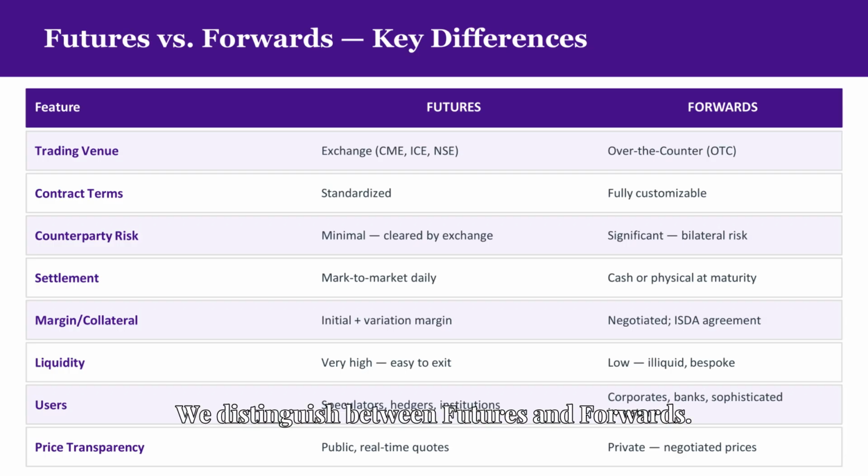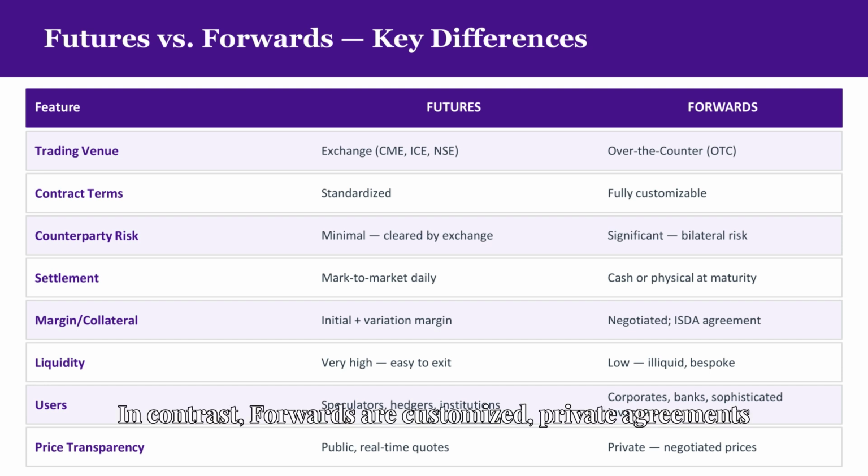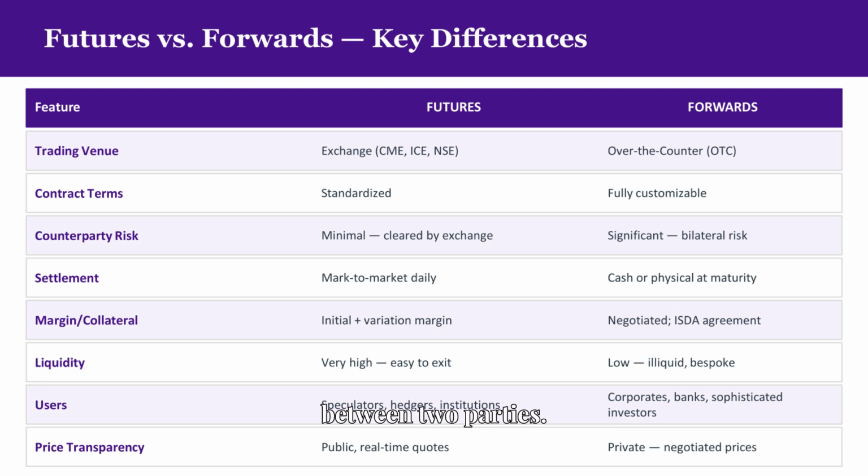We distinguish between futures and forwards. Futures are standardized contracts traded on centralized exchanges like the CME. They offer high liquidity and are marked to market daily, which reduces counterparty risk. In contrast, forwards are customized, private agreements between two parties. While forwards offer flexibility to tailor terms to specific needs, they carry significantly higher counterparty risk since there is no central clearinghouse to guarantee the trade.